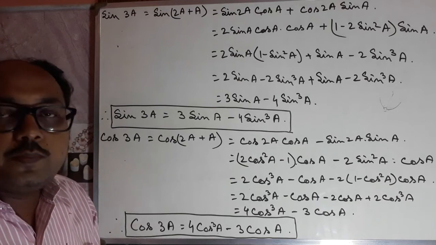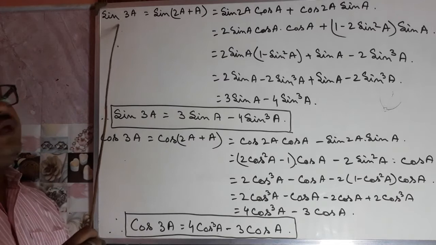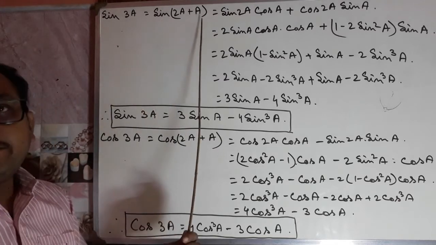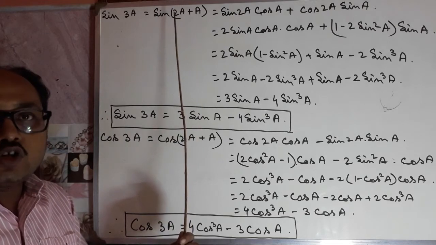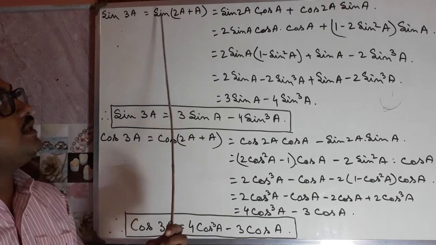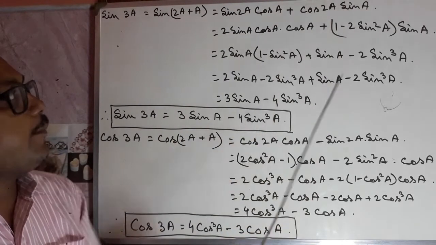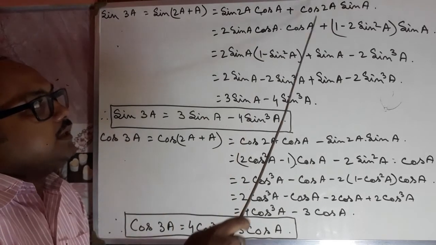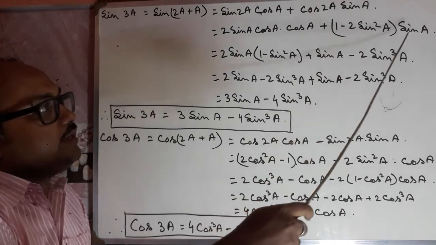Now the formula of sin 3a and cos 3a. What is sin 3a? Now this sin 3a can be written sin(2a plus a), using the formula of sin(a plus b), that is sin a cos b plus cos a sin b, this can be written as sin 2a cos a plus cos 2a sin a. Now sin 2a means 2 sin a cos a into cos a, and cos 2a, this one we know 1 minus 2 sin square a into sin a.